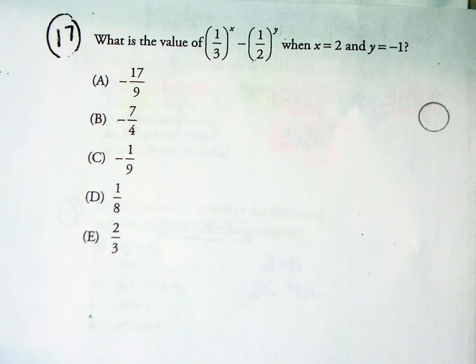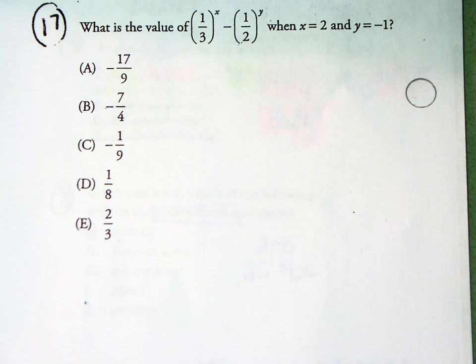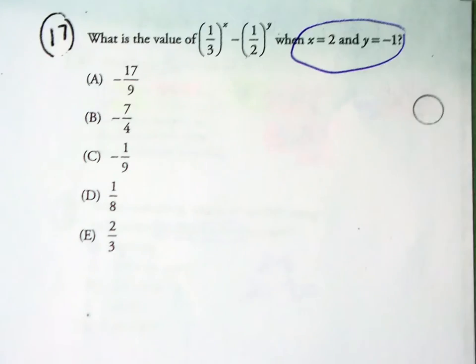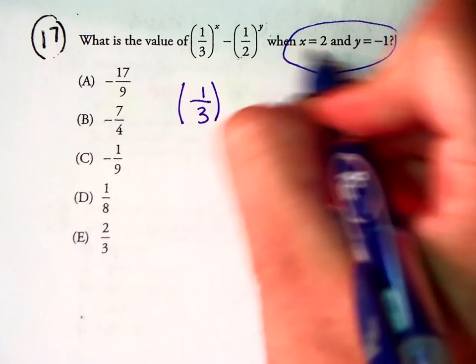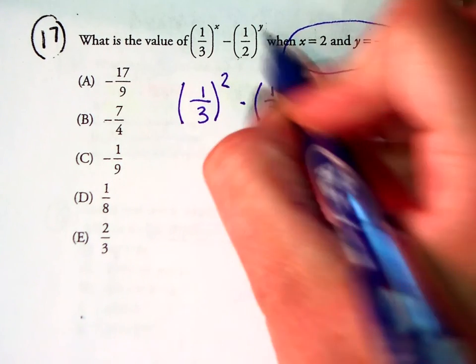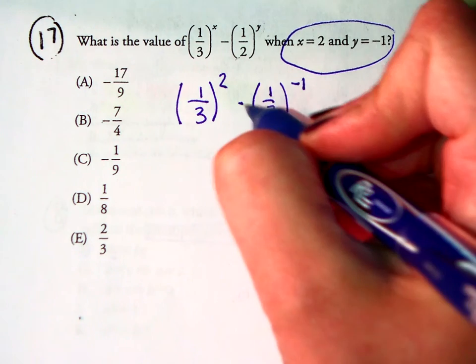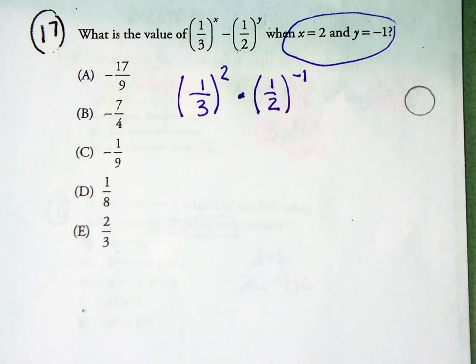All right, last one, number 17. What is the value of (1/3) to the X minus (1/2) to the Y? Here's a good thing. It's giving you the values. It's not abstract, it's substitution. It's a basic substitution problem. So parenthesis, 1/3, the X value is 2, minus 1/2, exponent of Y is negative 1. Again, you can do all of this without a calculator. Does that mean you want to? No. So let's just type it in.